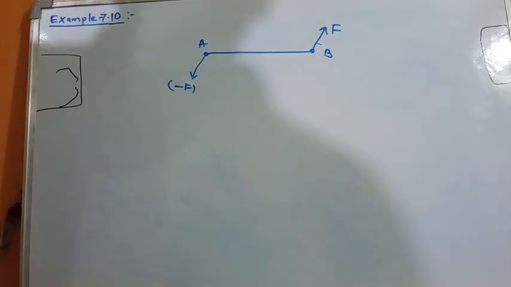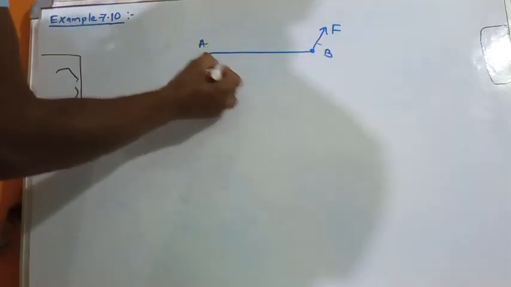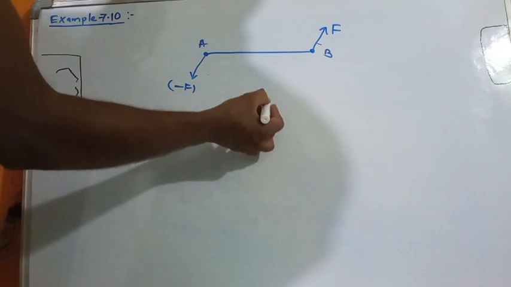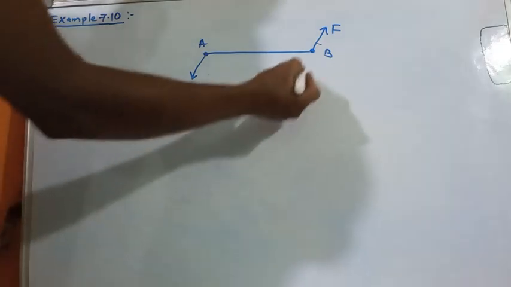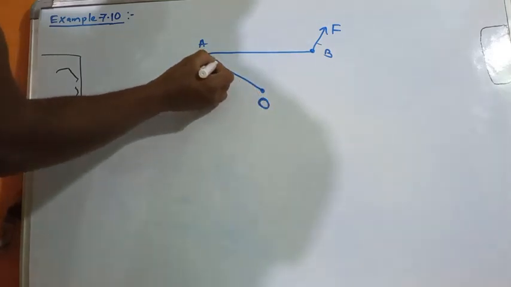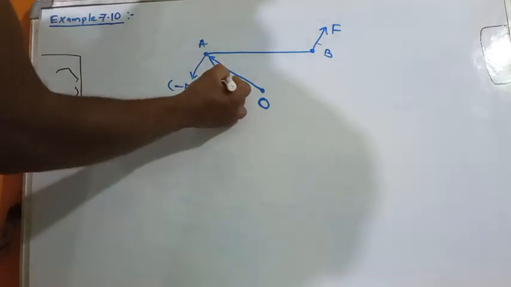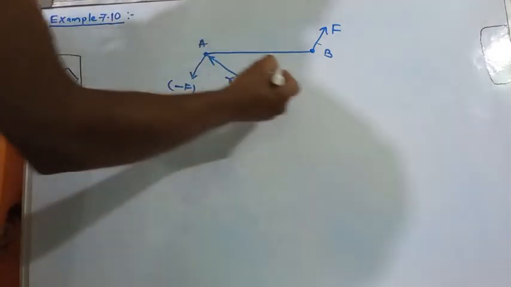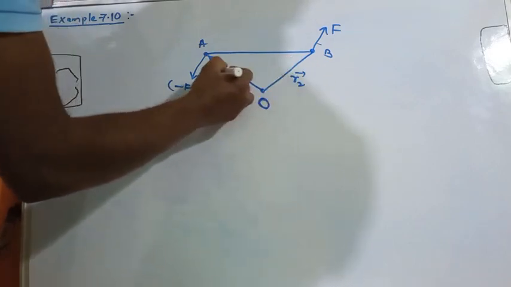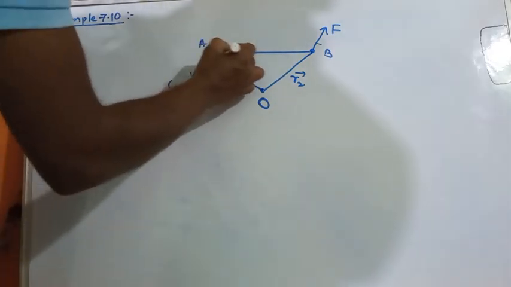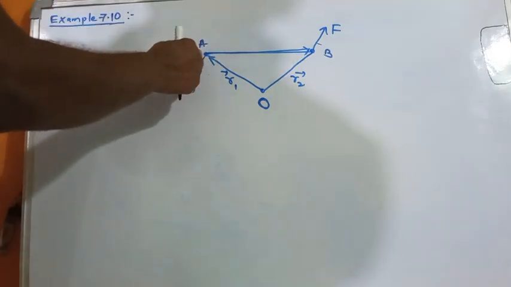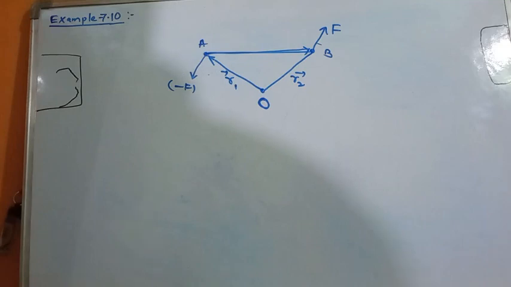The position vectors of A and B: we are taking one arbitrary point O, and from that arbitrary point O we are taking the moments. So before that, the position vector for A is R1, and the position vector for B from the O is the R2 vector. Then A to B is another vector, joining one point of the rigid body to another point of the rigid body.